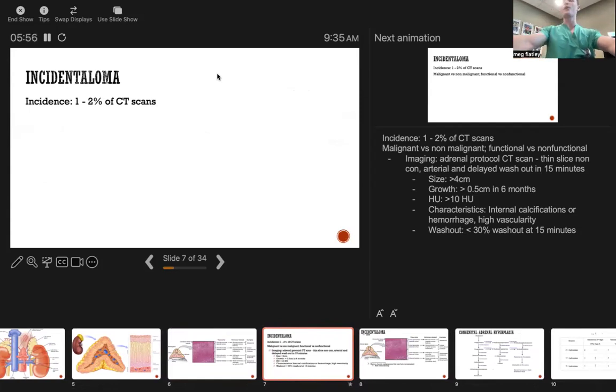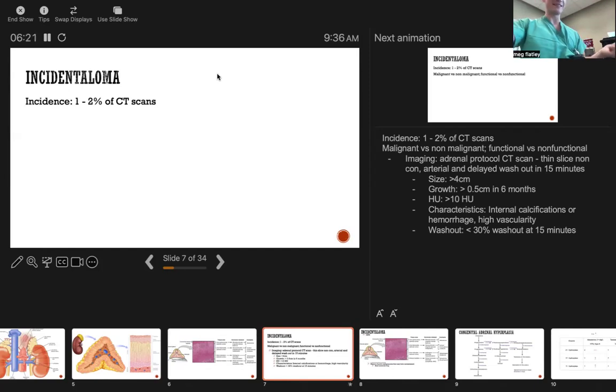Now, when you're working these up, so you've seen an incidentaloma on a trauma patient. It's the middle of the night, it's 2 a.m. and you are a great intern or second year. What are you concerned about with these incidentalomas? What are the two things you need to work up in the middle of the night? Absolutely nothing. But the next day, what do we need to work up? Or on an outpatient basis?